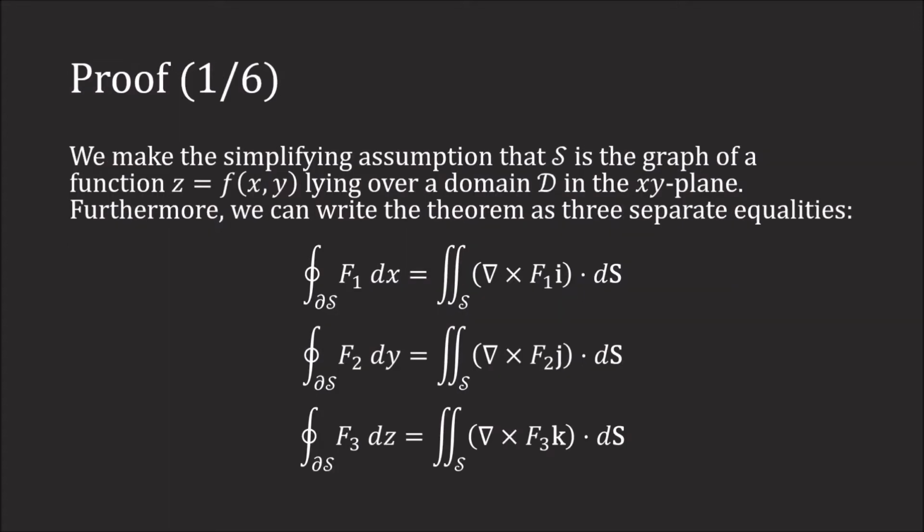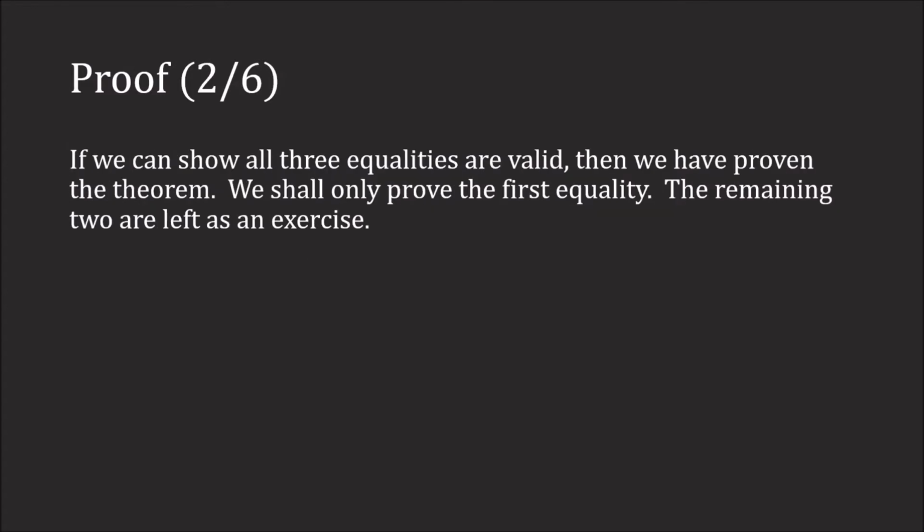To prove this, we're going to make the simplifying assumption that S is the graph of a function z equals f of x, y lying over domain D in the xy plane. Furthermore, we can write the theorem as 3 separate equalities. This proof boils down to proving that all 3 of these equalities hold. So if we can show that all 3 hold, then we have proven Stokes' theorem. We are only going to prove the first equality in this video. The remaining 2 will be left as an exercise.